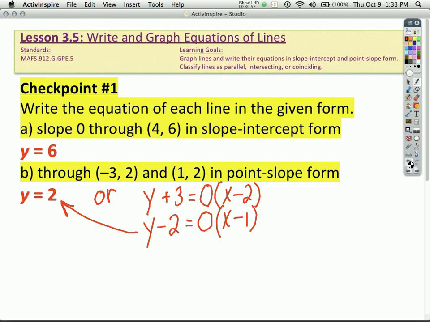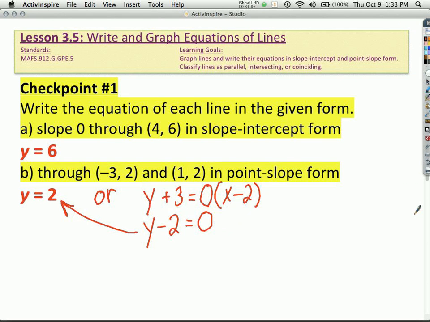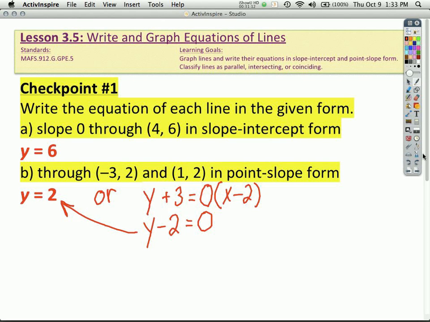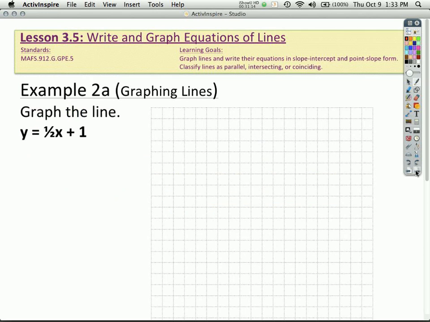Any comments, questions, or concerns about writing an equation of a line? Give me a thumbs up if you got both of them right. Okay, some of us? Good. Put your thumbs down. Are there any comments or questions? Okay, so let's shift to graphing.